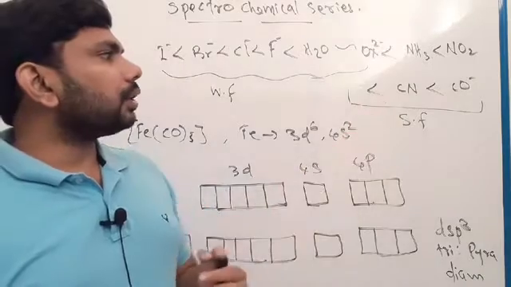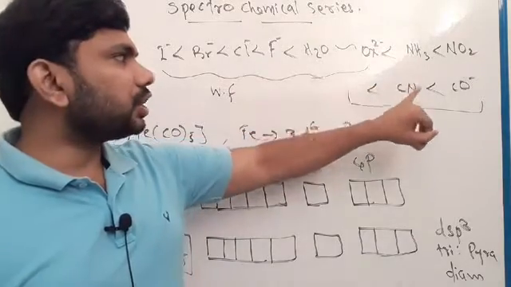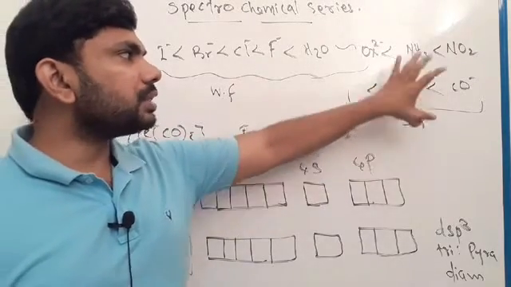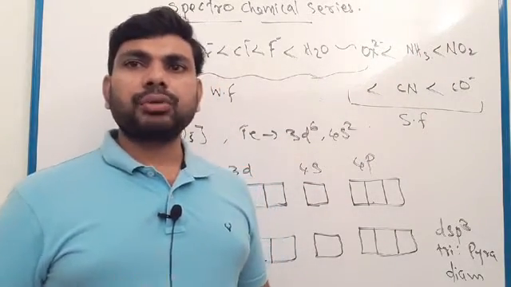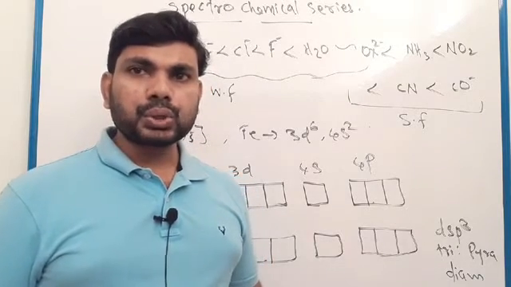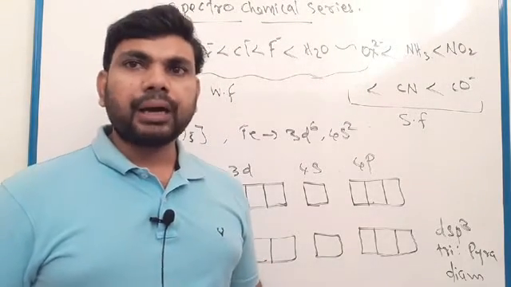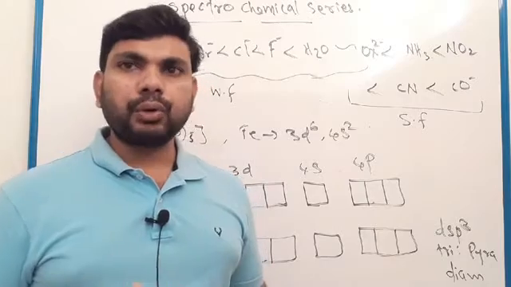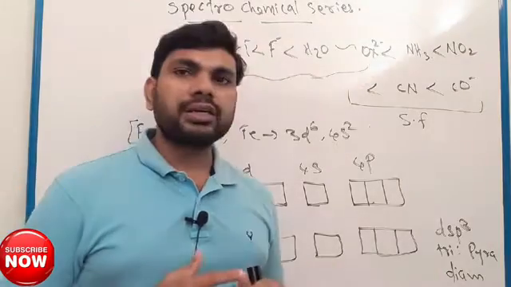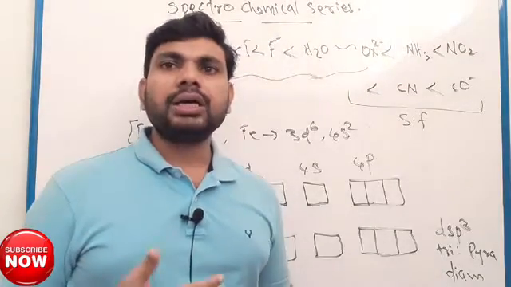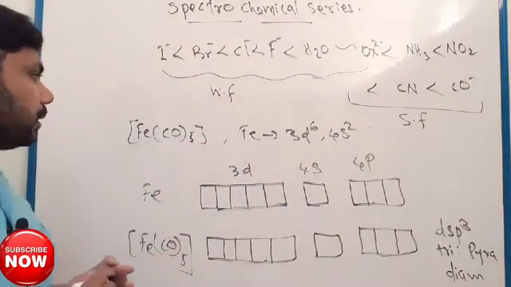Look here, the compounds which contain nitrogen are generally strong field ligands. Here NH3, NO2, CN, CO, these are strong field ligands. Halogens, water molecule, oxalate are weak field ligands. This arrangement of ligands according to their strong field and weak field character is called the spectrochemical series.